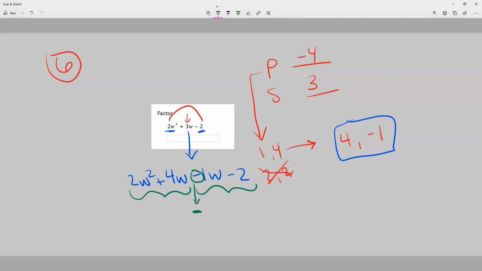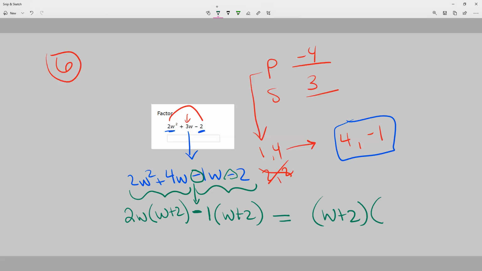2w squared plus 4w has a 2 and a w, right? Which is going to leave behind a w plus 2. And then I have this negative sign. Since I can't take the greatest common factor other than 1 out of w and 2, I just take out a negative 1, which is going to leave behind a w, and then this sign is going to change to a positive. So my answer is w plus 2, and then 2w minus 1.